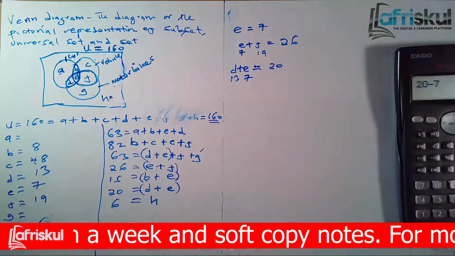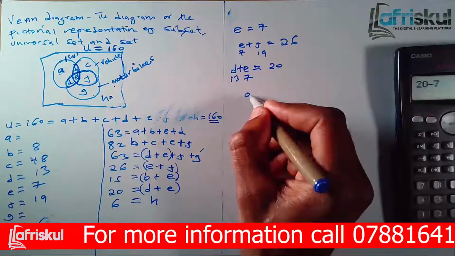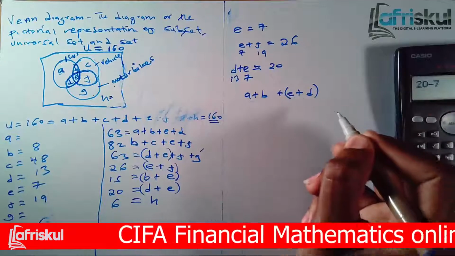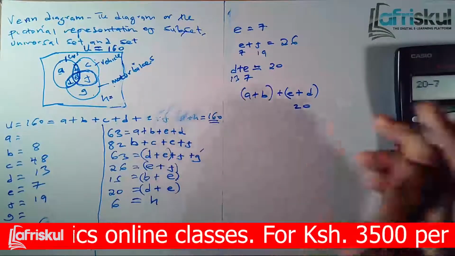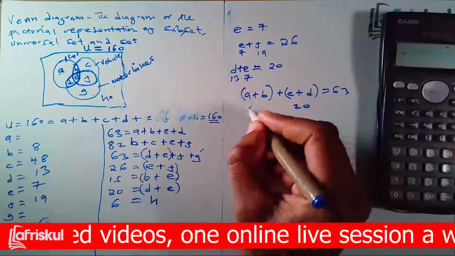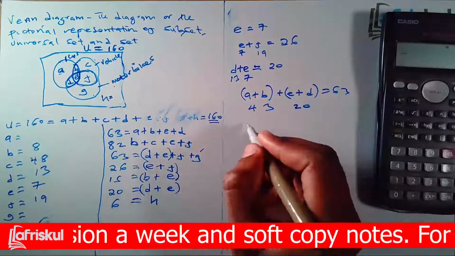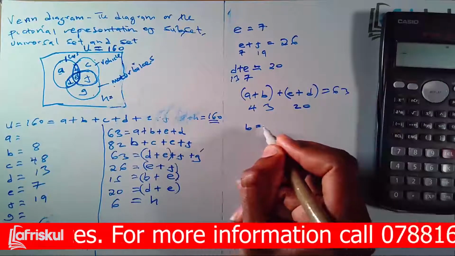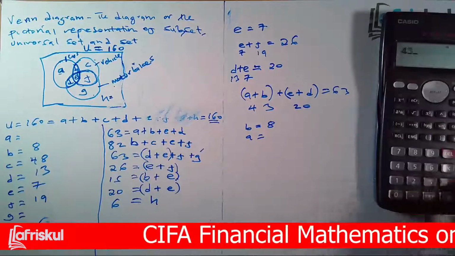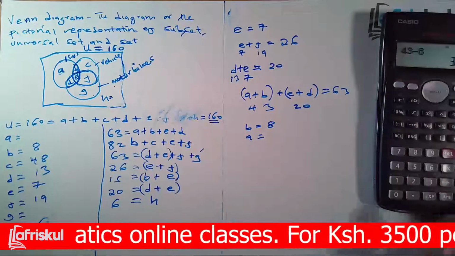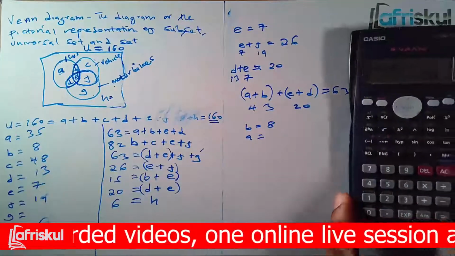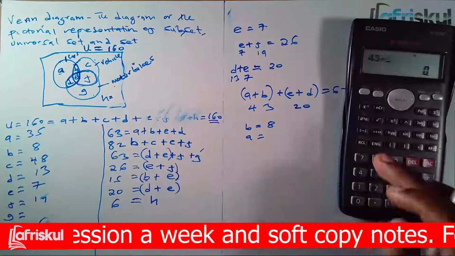And we remember that A plus B plus E plus D equals 63, our ED is 20, so our AB was 43. Therefore, if our B is equal to 8, our A is 43 minus 8. Therefore, our A is 35.